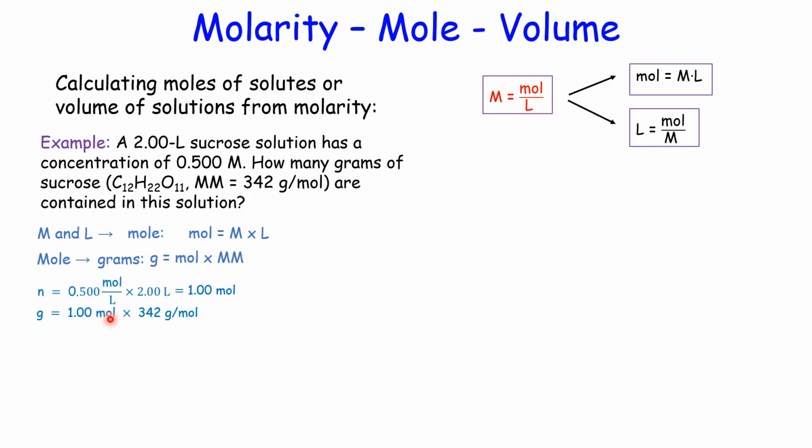And now we convert from moles to grams. Then we have to place mole on the bottom and grams on top. That should give us 342 grams of sucrose.